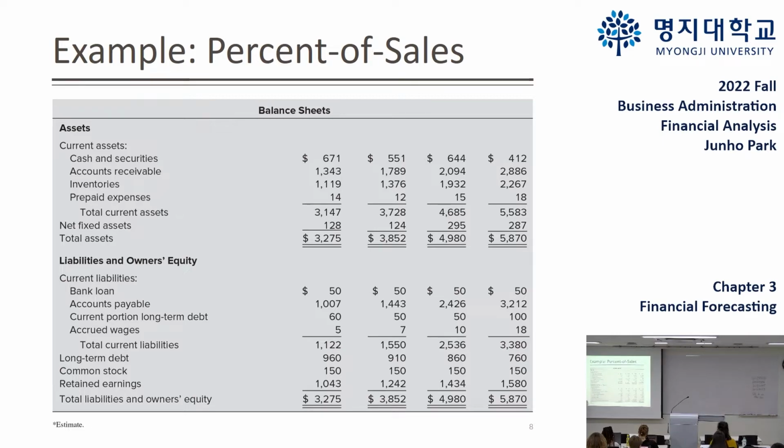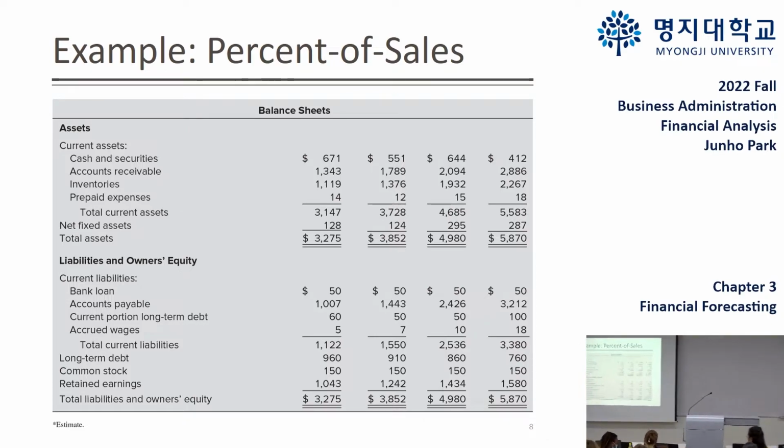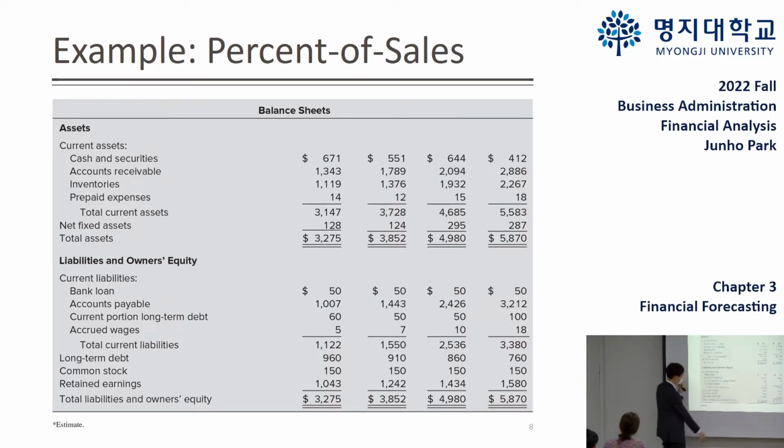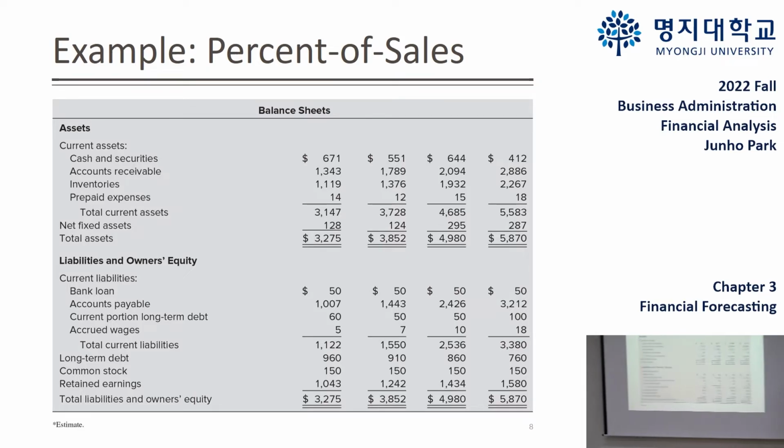But on the other hand, other items are not that related to your sales. For example, long-term debt will occur when you borrow more from debt holders. Accrued wages will be at a similar level if you do not hire additional employees. And common stock, if you do not issue additional shares, then the common stock will be the same. So therefore, all other items are not related to your sales. So we are going to ignore them first.